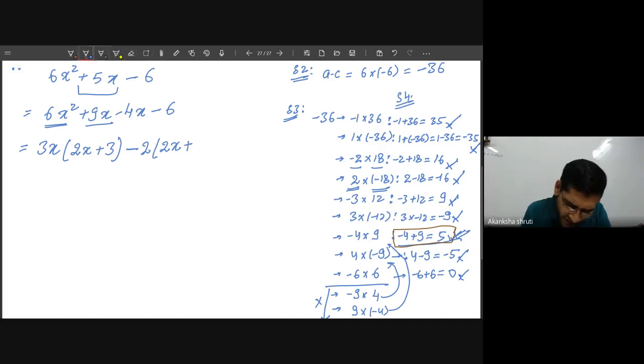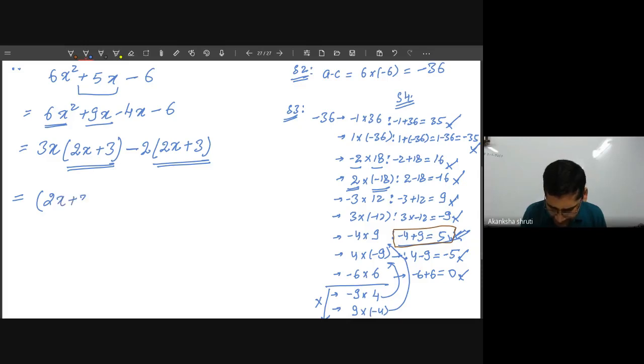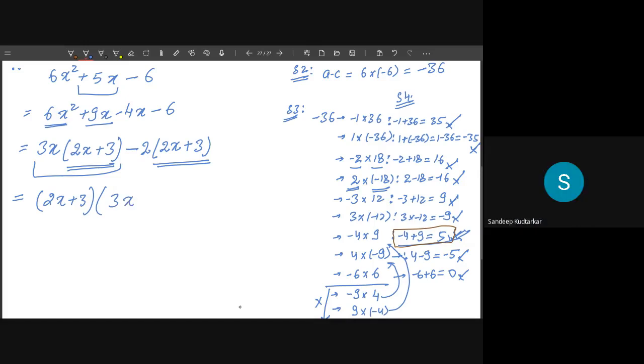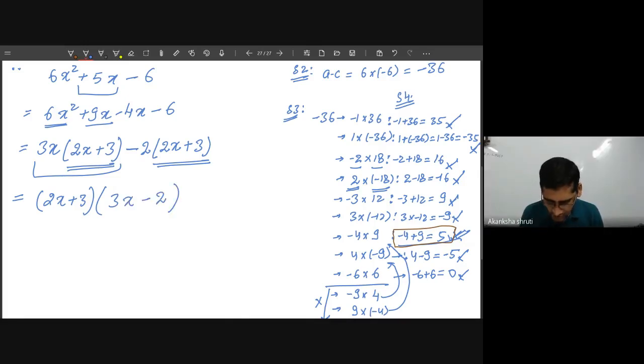Student, the important thing is that whatever this bracket is here, the same bracket is also here. This way our splitting of the middle term is correct. Next, what we have to do is take the bracket that is the same, present in two terms. That bracket itself we have to write only once. So 2x plus 3. After this, from this term only, 3x is left here. So it is 3x. Minus sign is there, so it is 2.